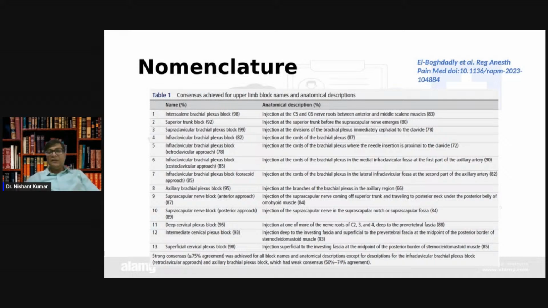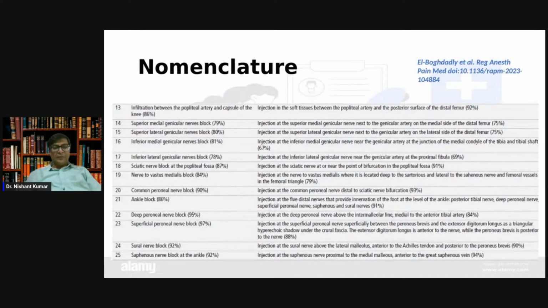So that is why it is important. And similarly, the nomenclature has been decided for the upper limb. This was again in RAPM in 2023. So we have 13 upper limb blocks with anatomical descriptions, which aptly describe the needle position and the drug deposition. And then we have approximately 25 lower limb blocks, which are now described and are in use. So we have a common nomenclature for all these blocks, and we know exactly where our needle is supposed to be.